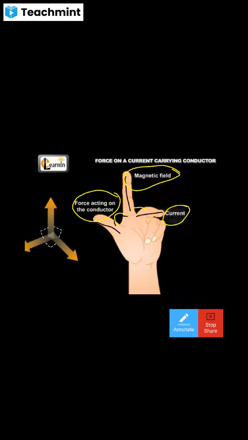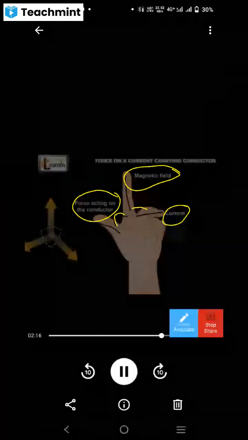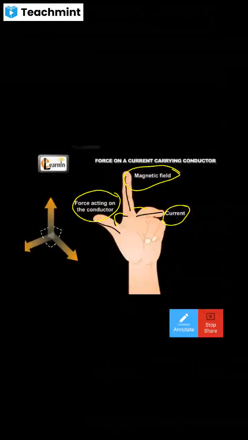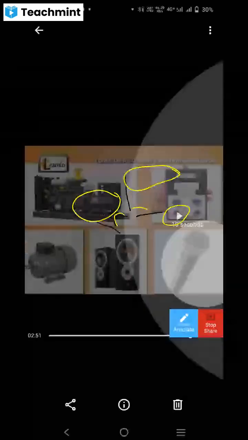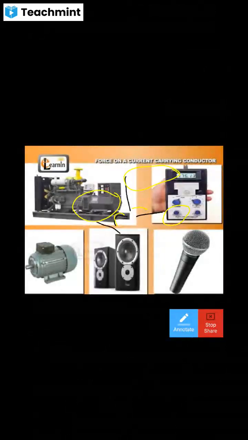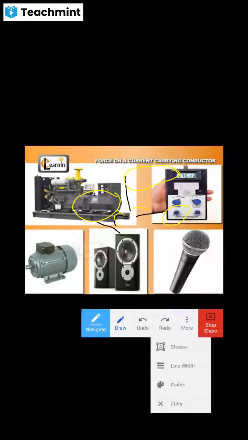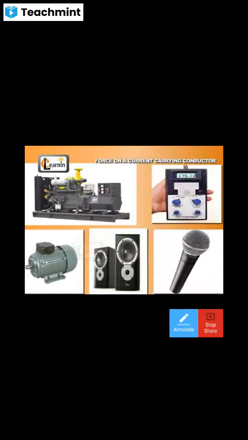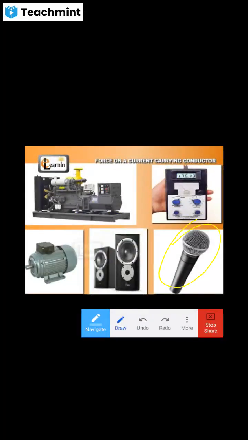So these are the three fingers. Can you see that? Three perpendicular ones. So with the help of this, we have the devices here. What are these? It is a microphone. Next, these are speakers. This is a motor.